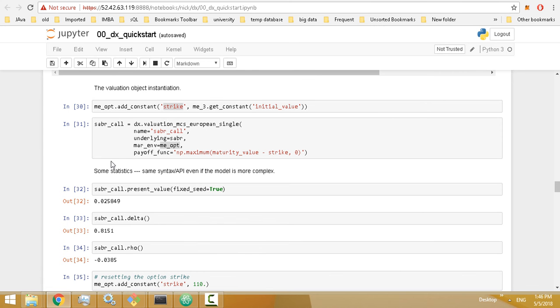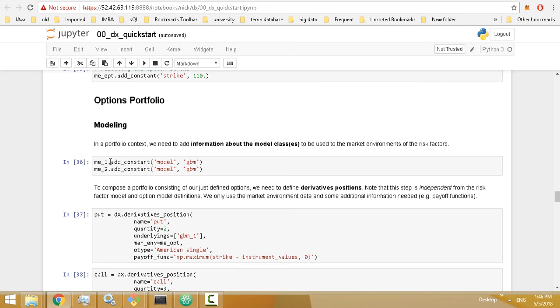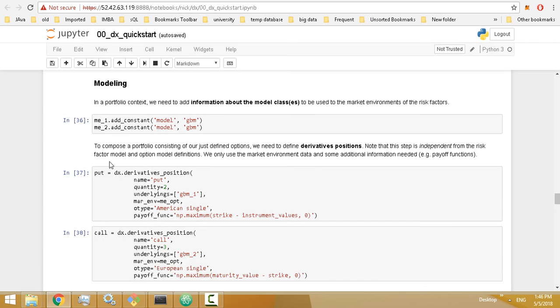let's look back and come to the current topic, which is options portfolio. Many options in one portfolio. So in a portfolio class, we need to add information about the model and classes to be used to the market environment of the risk factor. In market environment 1 and market environment 2, we add a constant called model as GBM.